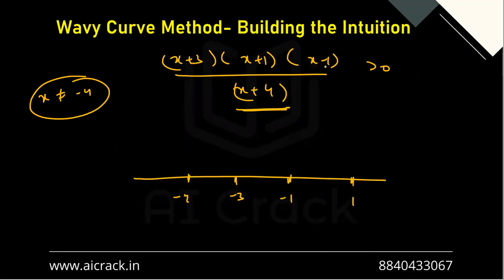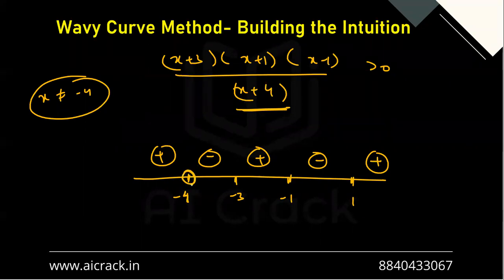Now let's talk about this zone: greater than 1, then we'll get positive. So we'll get the alternate signs over here. But the interesting point is we have to make an open circle over here, an empty circle, so that we get to understand that this point is not to be included in our inequality solution.